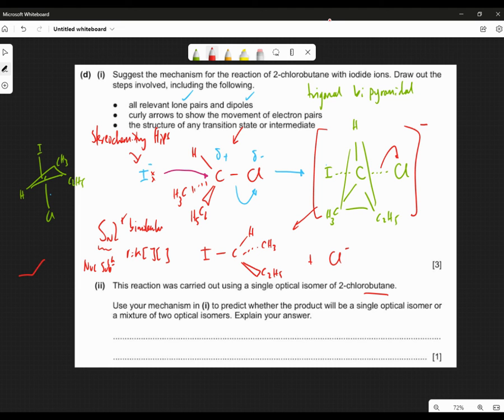You start off, let me draw it nicer. You start off with this. Oops, that's not very nice at all. You start off with this kind of shape with the chlorine there, and this bit flips over and you end up with the iodine like that. So no, you don't get a pair. You get the flip over. You do get one optical isomer. So if it's SN2, you only get one optical isomer.